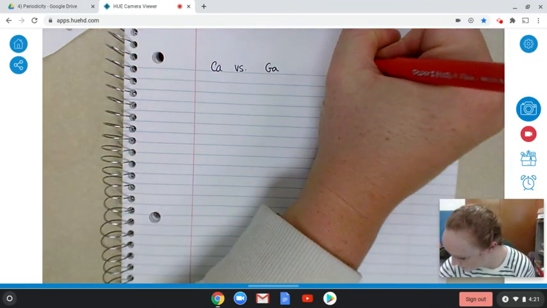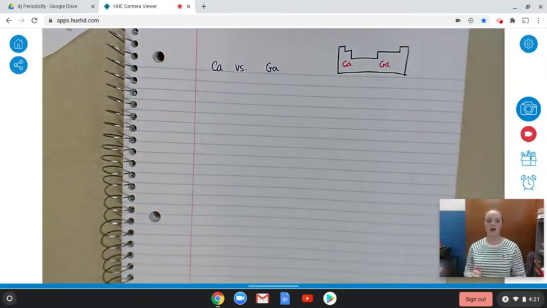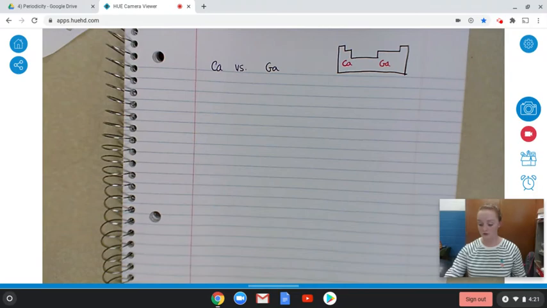Calcium is right here, and gallium is over here. So we're looking at same row, different columns. So they're spread out further that way. And we're actually going to just go ahead and review all of our trends here.